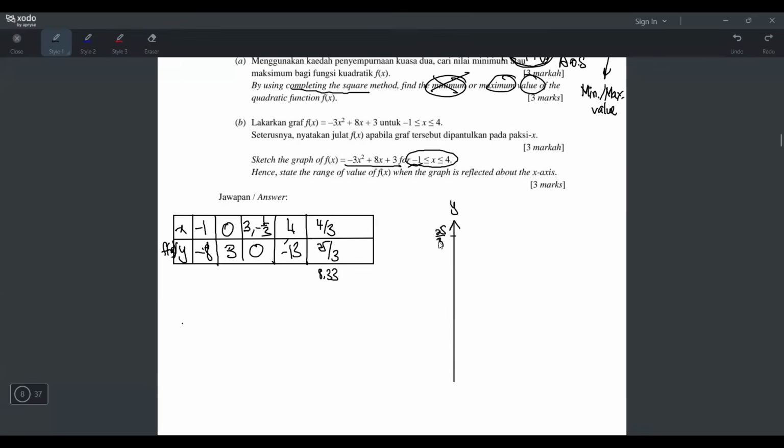Remember, this is a sketch question, so it doesn't have to follow the scale, right? But try to make it make sense. If your 8 is here, later you have to go until negative 13, right? You need another point for 3, right? So 8.33, so let's say this one is 7, 6, 5, 4, 3. You don't have to measure, just roughly. And then 2, 1, 0, something like this.